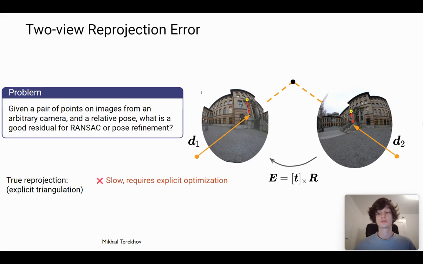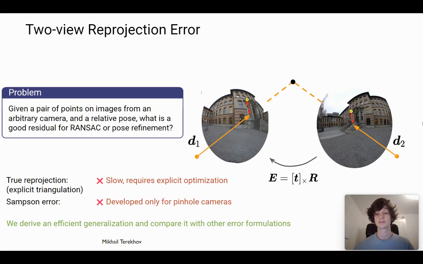We could try to compute the explicit triangulation given a pair of points, but this would be too compute heavy because this would require explicit optimization with respect to the points. And so for pinhole cameras, the community traditionally solves this problem by approximating the true reprojection using the Sampson approximation. But it was only derived for pinhole cameras, and in the paper we show how to derive it for arbitrary central cameras while preserving the effectiveness of the Sampson approximation that we had in the pinhole case.